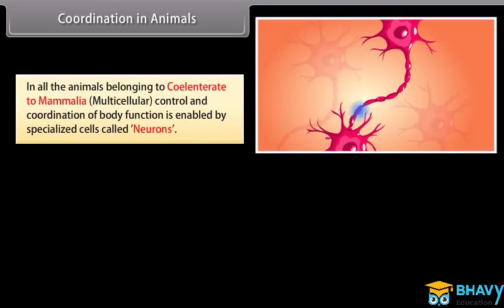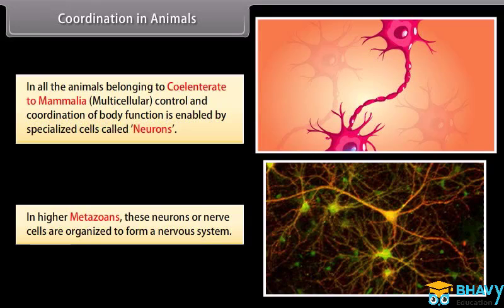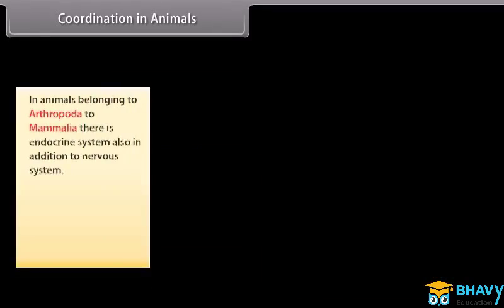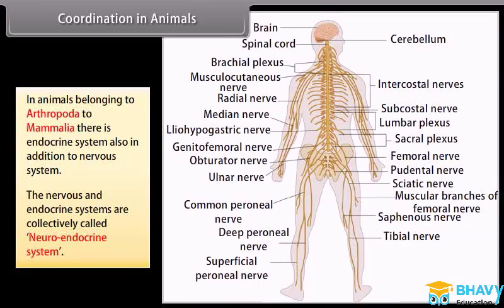Coordination in animals. In all animals belonging to coelenterata to mammalia, multicellular control and coordination of body function is enabled by specialized cells called neurons. In higher metazoans, these neurons or nerve cells are organized to form a nervous system. In animals belonging to arthropoda to mammalia, there is an endocrine system also in addition to the nervous system. The nervous and endocrine systems are collectively called the neuroendocrine system.